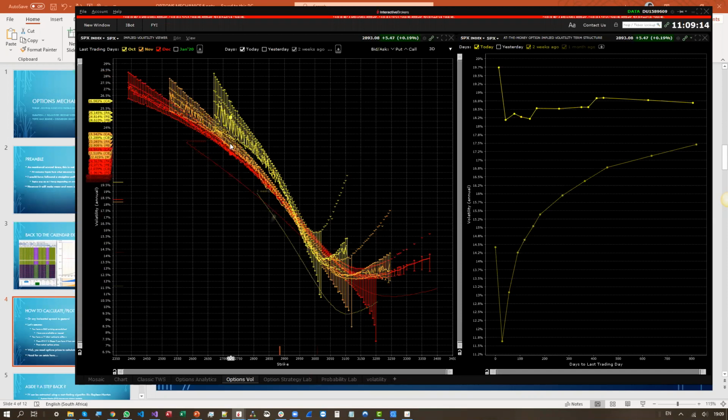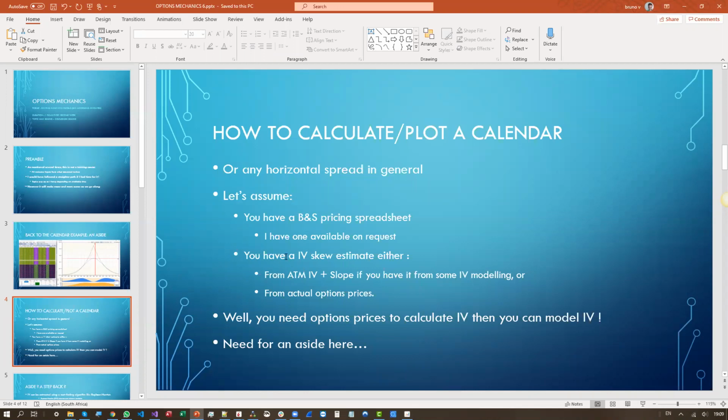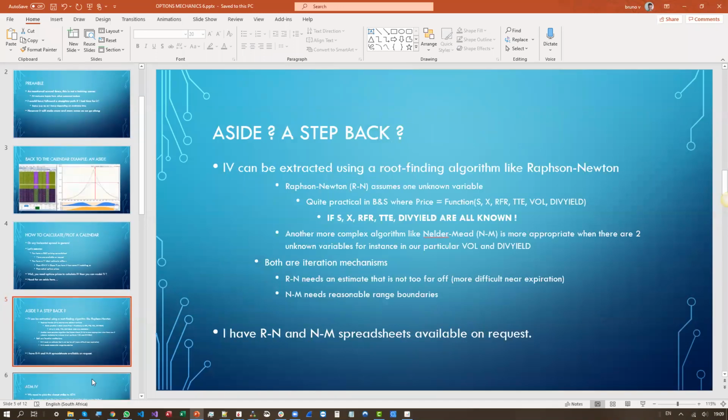So going back to this slide, with a Black-Scholes pricing spreadsheet, and assuming you have what I call an IV skew estimate, you can then figure out how to calculate IV everywhere. Of course, you need those option prices to model IV, and again I will go back to a more complex topic. I just wanted this one to be fairly lightweight.